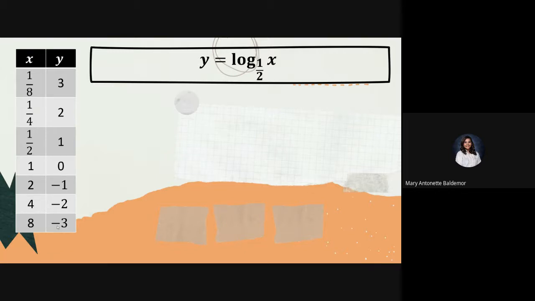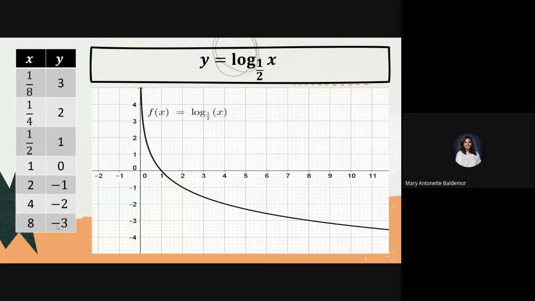Now, if we plot it in the Cartesian plane, the graph looks like this one. Here's the sketch of the graph, the illustration of f of x is equal to the logarithm of x with base 1/2. As you can see, the graph touches the x-axis at exactly one point, which is (1, 0). The graph is decreasing and also asymptotic to x is equal to 0, or the y-axis.